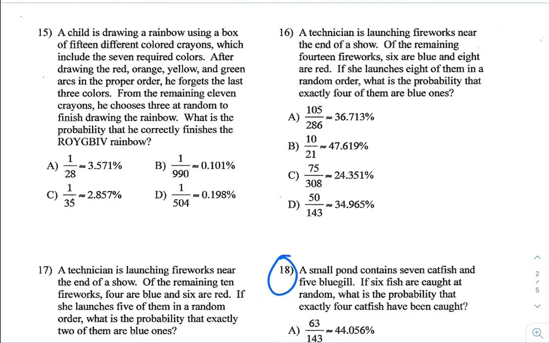Probability of a Roy G. Biv rainbow. There's 11 remaining, which means the probability of picking out blue out of those 11 is 1 out of 11. Probability of picking out indigo is 1 out of 10, because there's one less since you already took out the blue. And the probability of picking out violet is 1 out of 9, because there's 2 less since you already took out the blue and the indigo. So 11 times 10 times 9, 1 over 990, which is B. So that one's B.